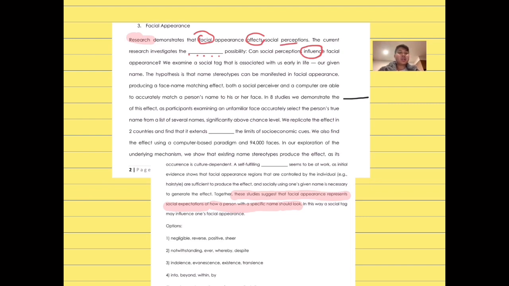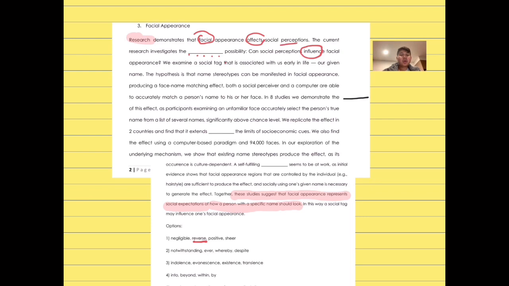When you see the options here, you have to go with reverse possibility, because they try to test the opposite way. Facial appearance affects social perception, and here they try to investigate the reverse possibility. But can social perception also influence our facial appearance? I hope you get the idea. The first one we have to go with is reverse.